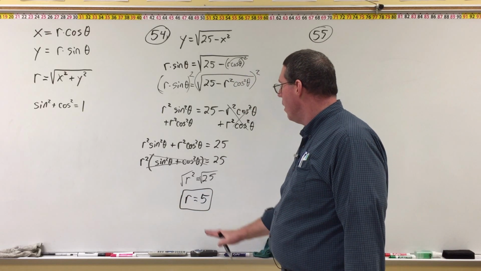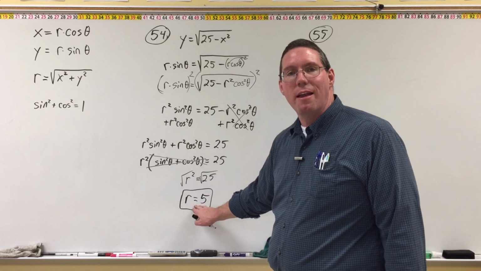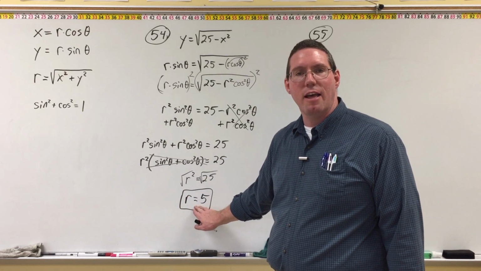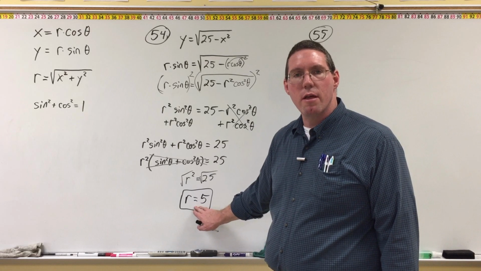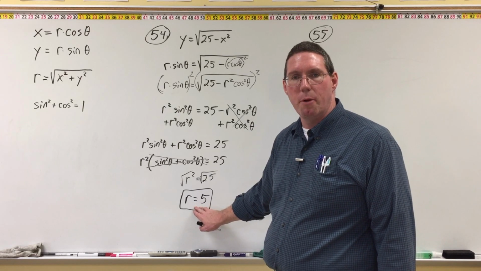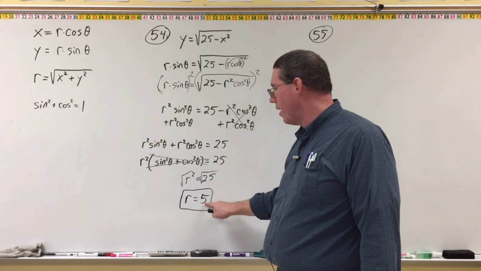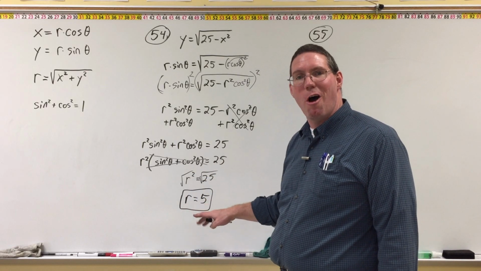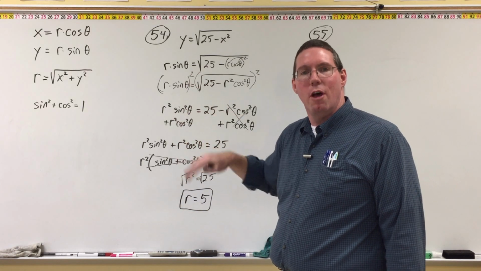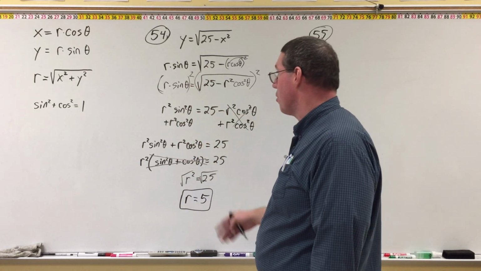And you might say, but where's the theta? The theta canceled. This is kind of like having a constant function. This is a polar relationship where the only thing that characterizes it is that the radius is 5. And what this is going to draw is a perfect circle with a radius of 5. Okay? I think that's pretty cool.